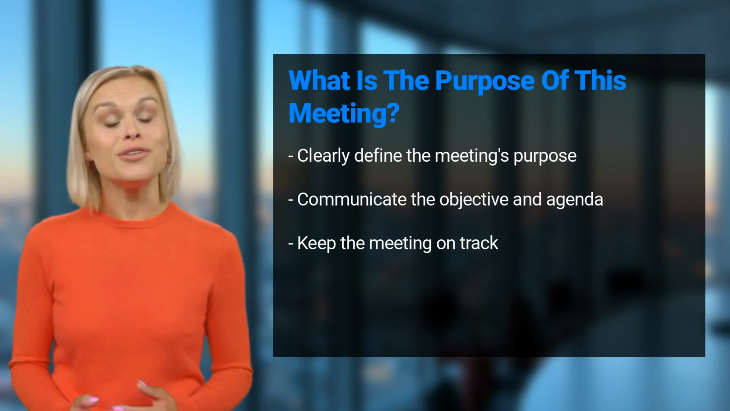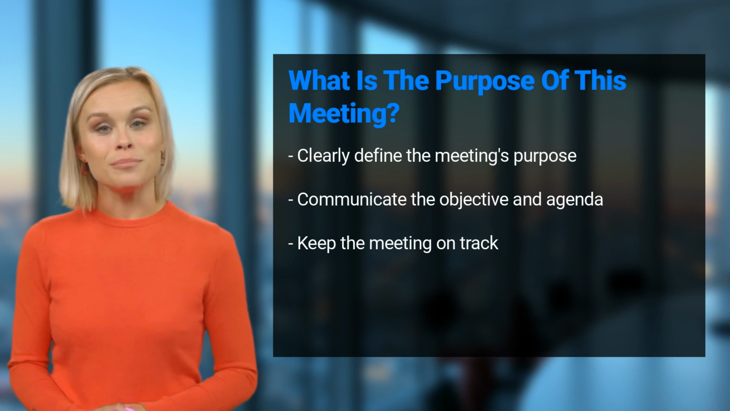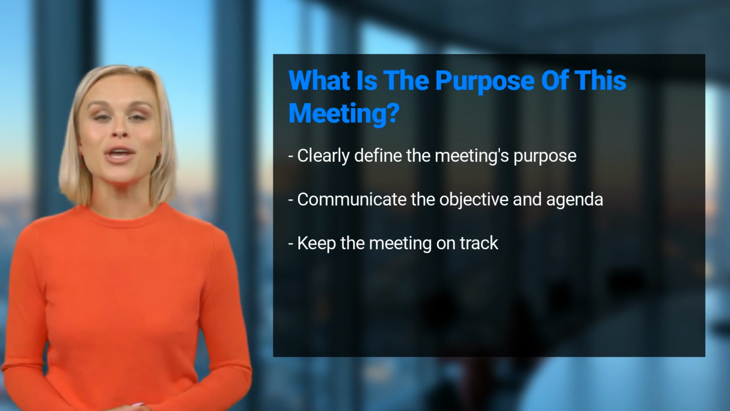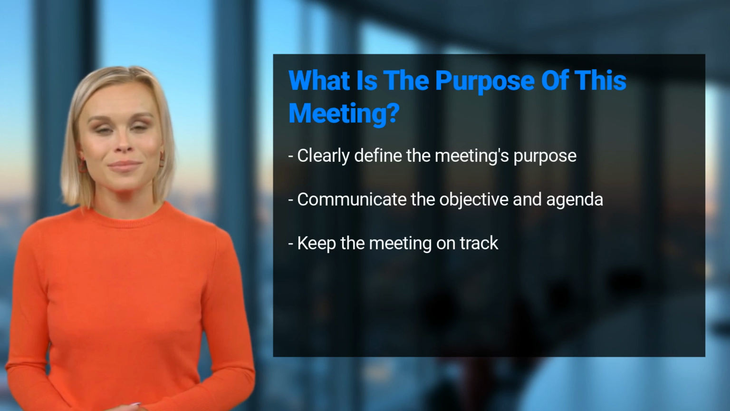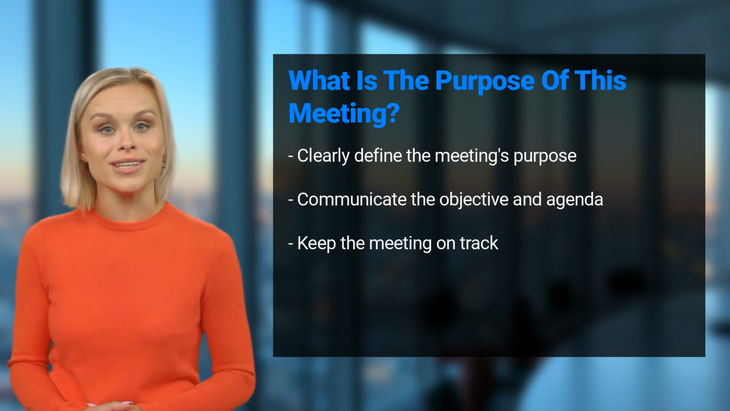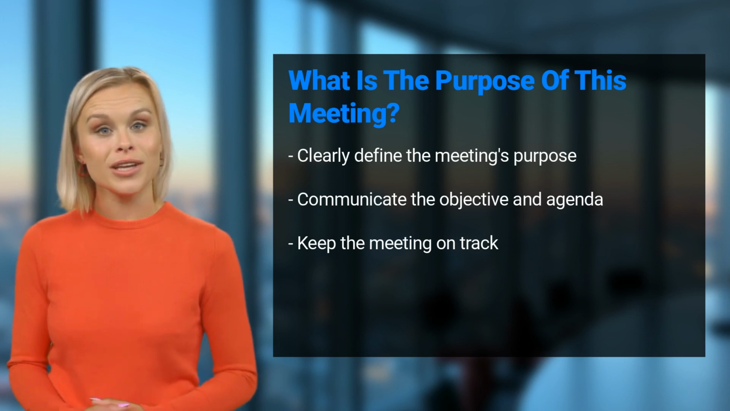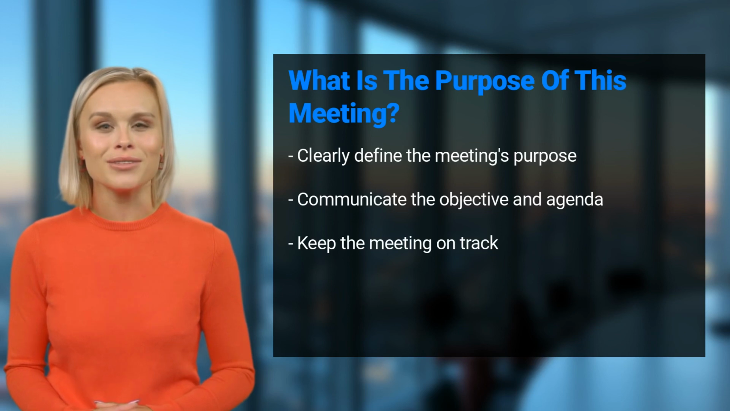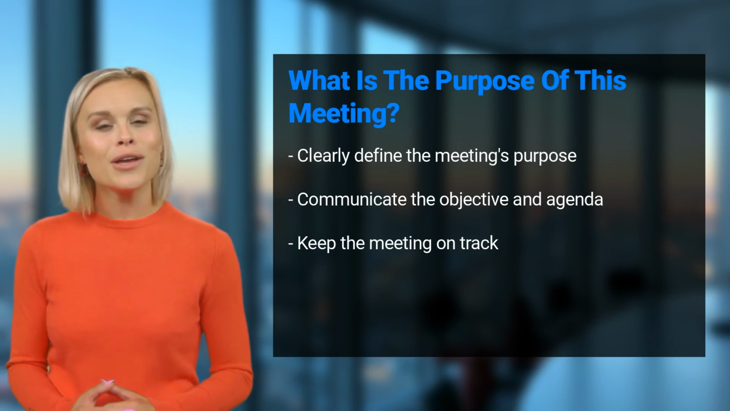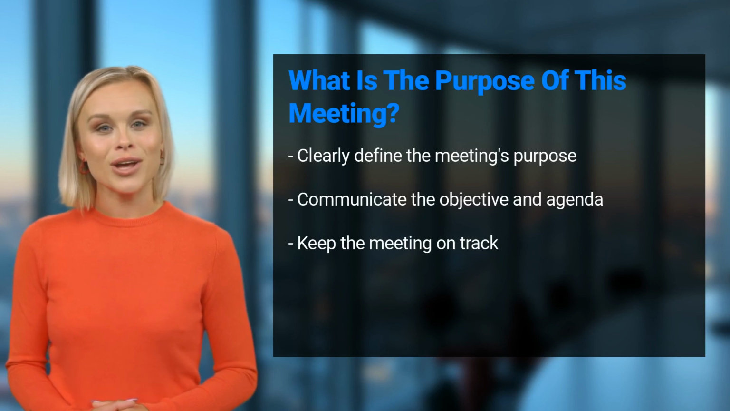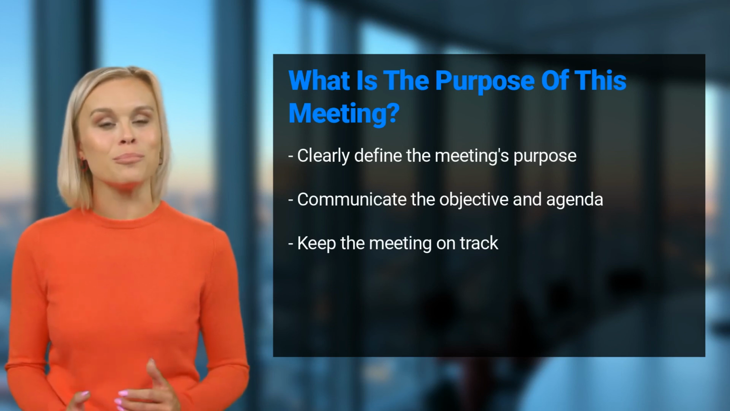So, how can we do that? Well, start by communicating the meeting's objective in the invitation. Let everyone know what you're hoping to accomplish. Additionally, provide an agenda to guide participants towards the desired outcomes. During the meeting, make sure someone is timekeeping and keeping things on track. If necessary, don't be afraid to cut people off politely if they're going off topic. This will help everyone stay focused and make the most of their time.